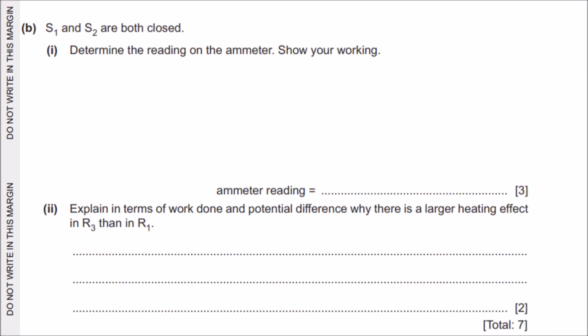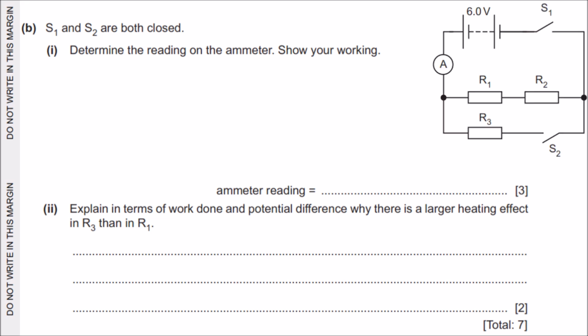Part B reads, S1 and S2 are both closed. Determine the reading on the ammeter. Show your working. So let me recall the circuit. We are now saying S2 is closed, meaning we now have 2 loops.